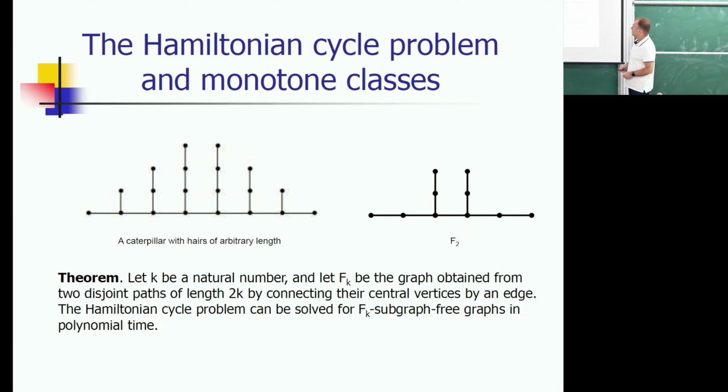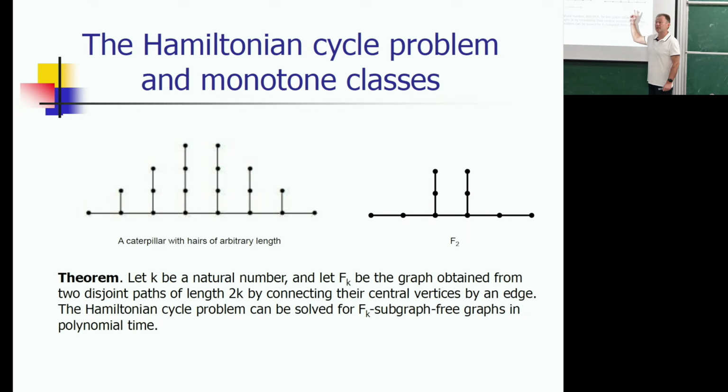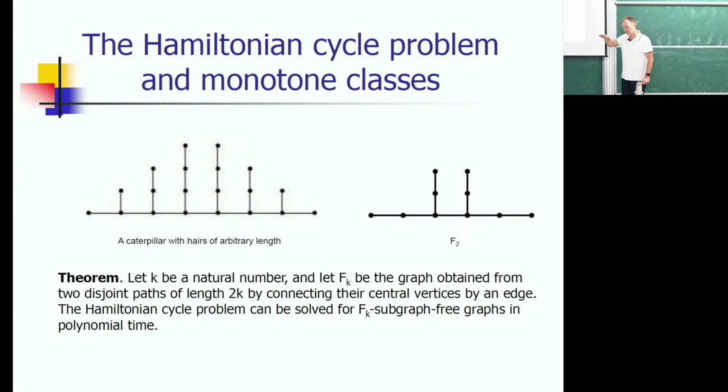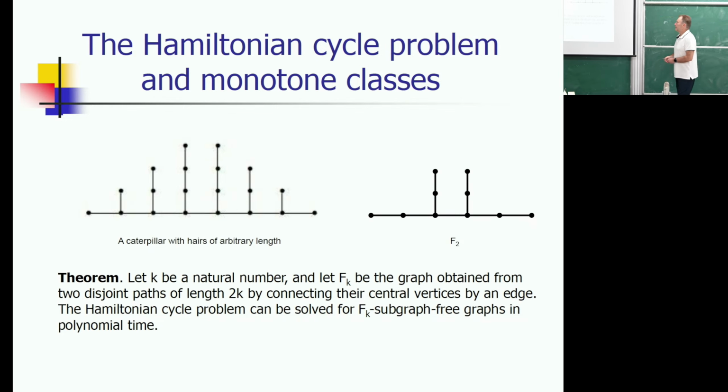Okay. What if we exclude a graph with two hairs which are consecutive on this path. So this is what I denote by F2, but in general, Fk is the graph of this type with 4 branches of length k. And I claim that by forbidding this graph, we obtain a class where the problem admits a polynomial time solution.